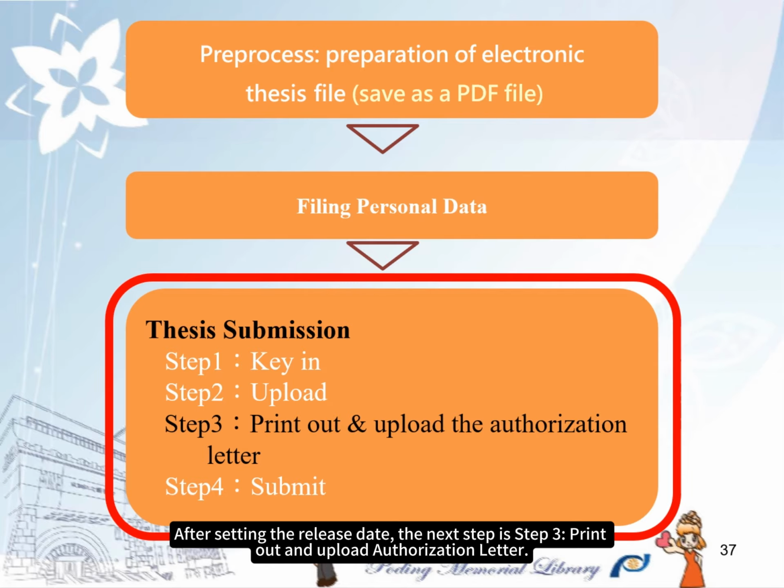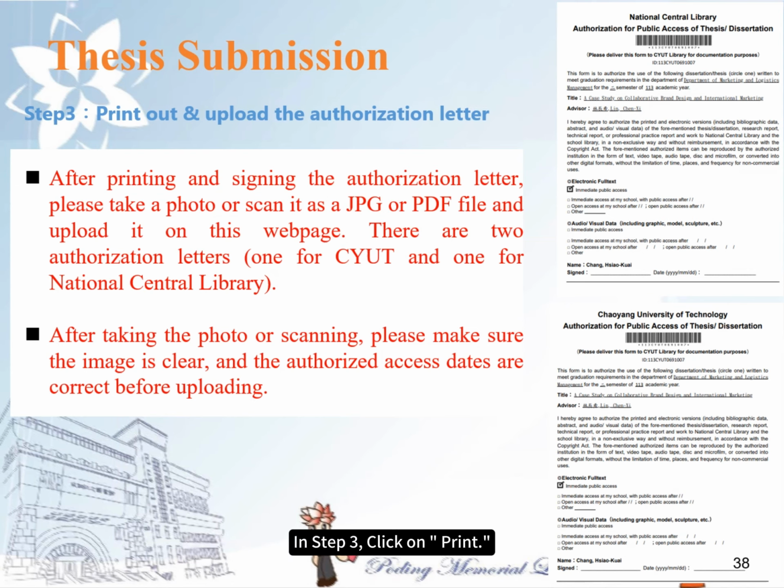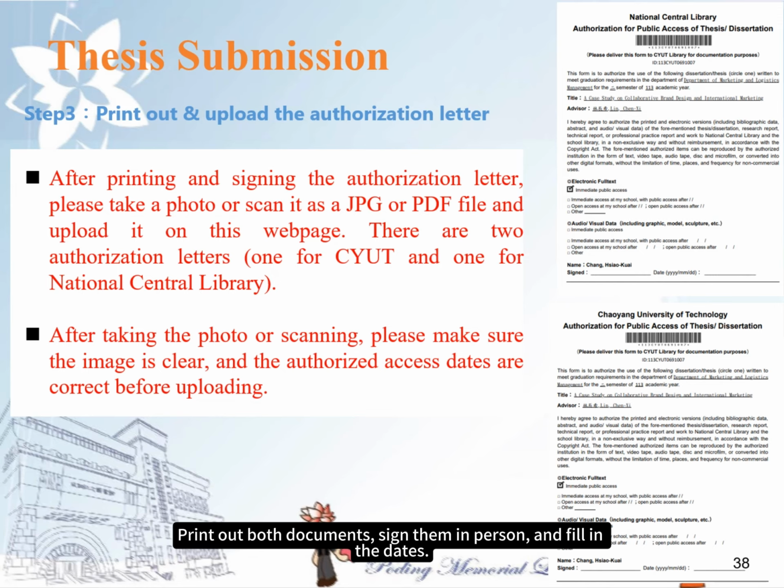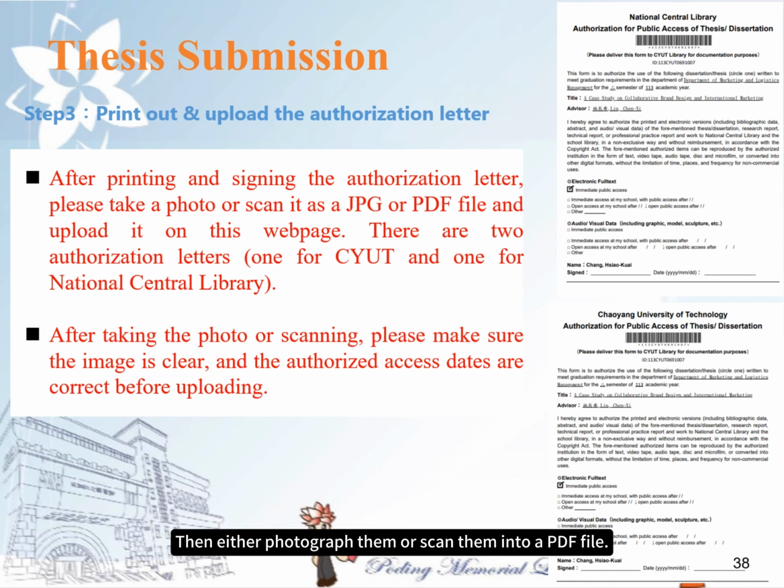After setting the release date, the next step is Step 3, Print out and upload authorization letter. In Step 3, click on Print. 2 authorization letter forms will be generated, one for our university, and one for the National Central Library. Print out both documents, sign them in person, and fill in the dates. Then either photograph them or scan them into a PDF file. Upload the authorization letter forms.